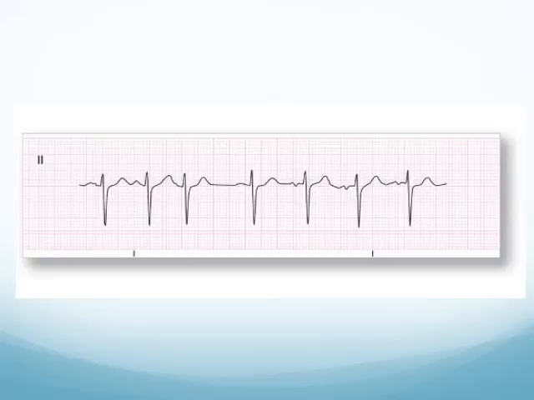Okay, our rate, again, we're not able to use our box method, so we'll just use counting them up. We're assuming that all of these strips are 6 seconds. So we'll see that there's 7 beats. We'll multiply that by 10 and know that there's about 70 beats a minute. Our rhythm appears to be irregularly irregular.